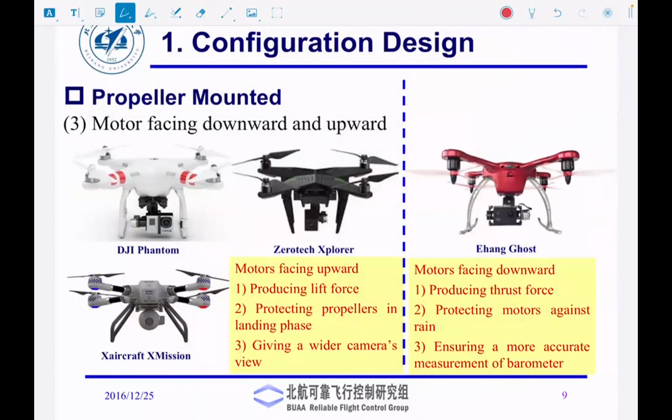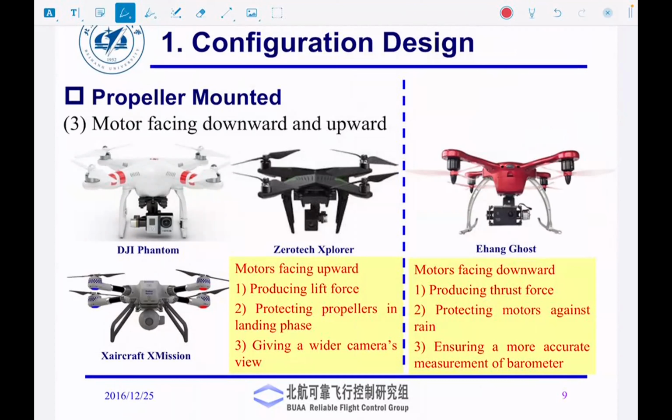Now if you look at the props, you will notice props could be mounted upwards, props could be mounted downwards. Depending upon what your application is, there are advantages and disadvantages. We will talk about this not in today's class, but later.